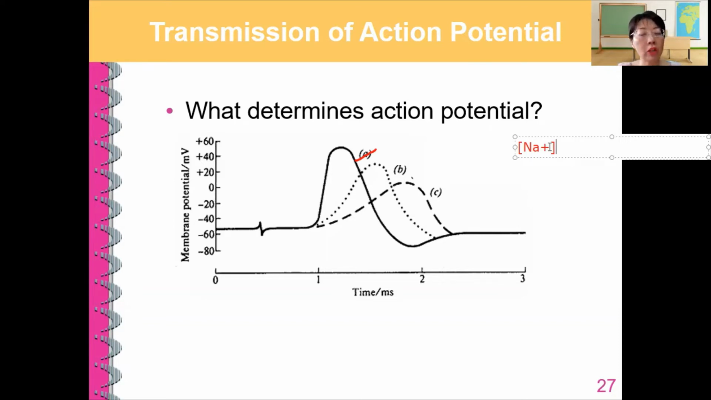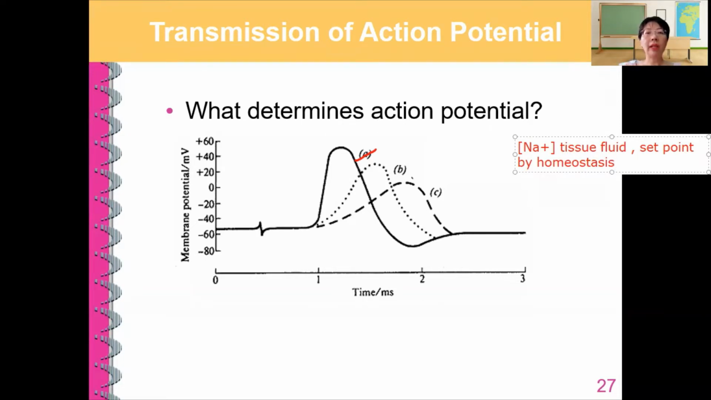And in us, the sodium ion concentration in our tissue fluid is actually controlled at a set point, remember the norm, by homeostasis. Tissue fluid is considered as internal environment. And you learned about homeostasis already, that our body will always maintain a constant internal environment, at a set point, regardless of external environment.